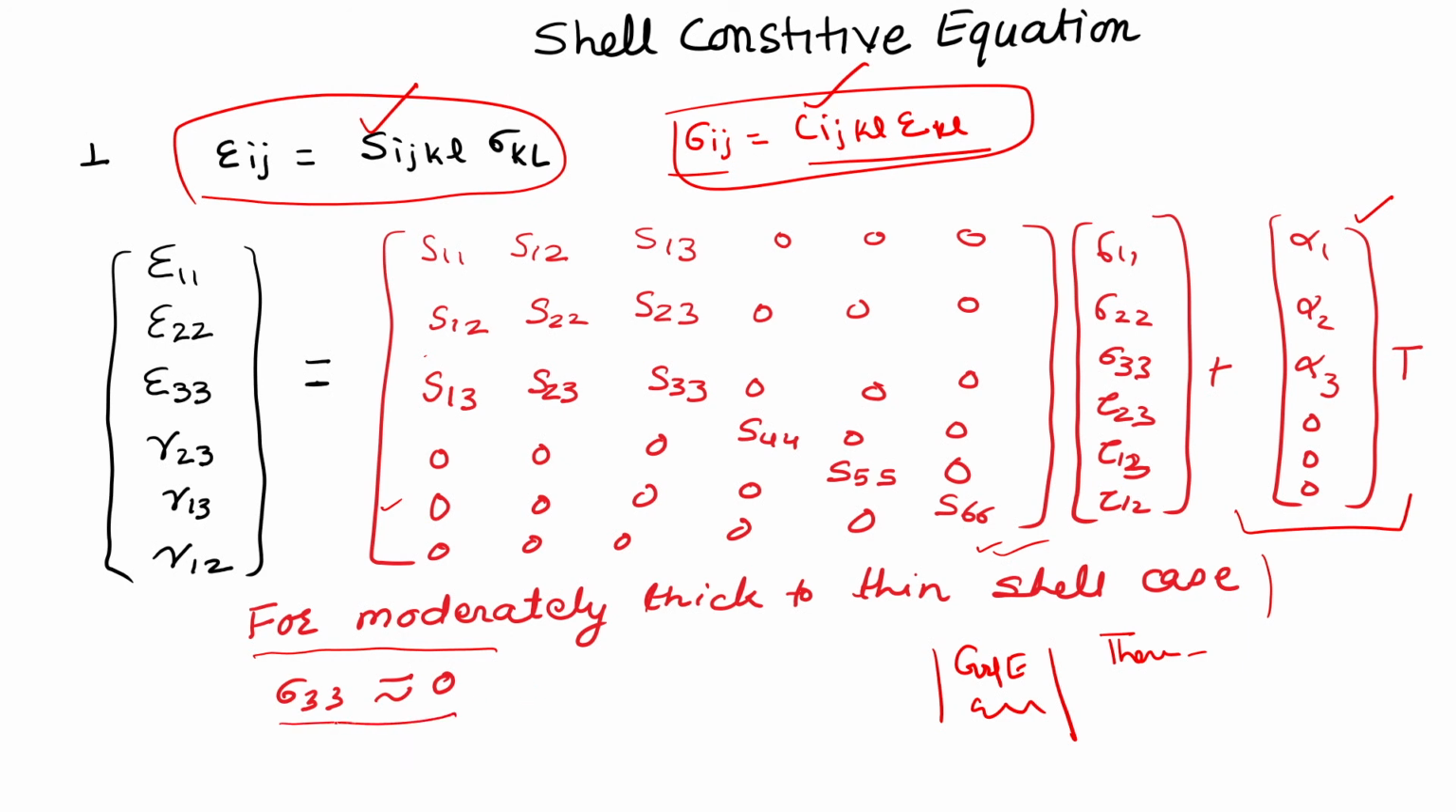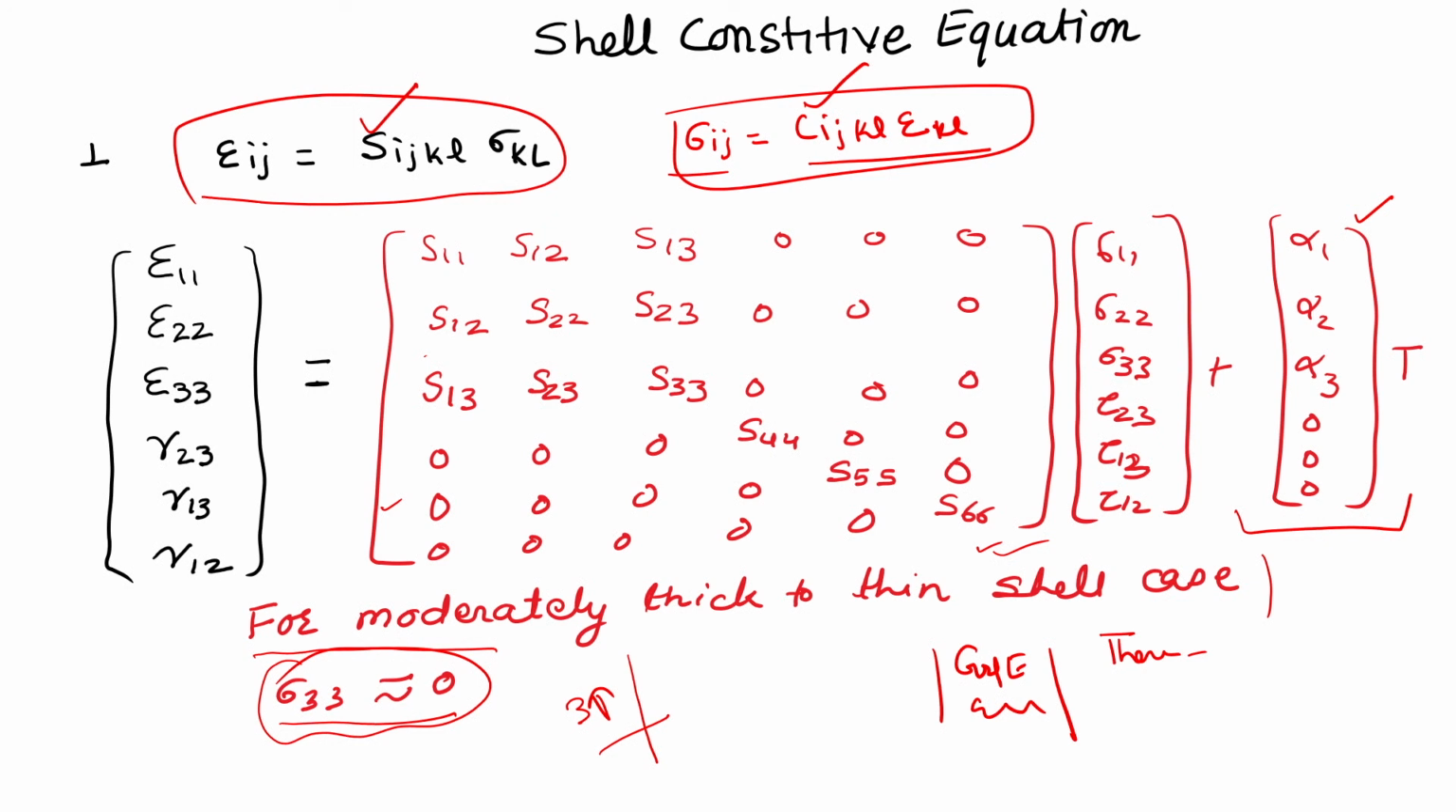Under the plane stress assumption, we assume that sigma 33 is equal to 0. So there is no stress in the third direction, which is our thickness direction. The assumption is based on the physics: because the shell is very thin and the material is less, it cannot take stress in the third direction. By using that assumption we have developed the shell theory.